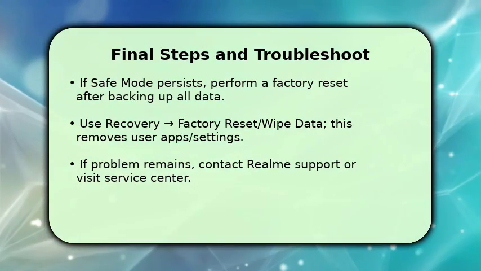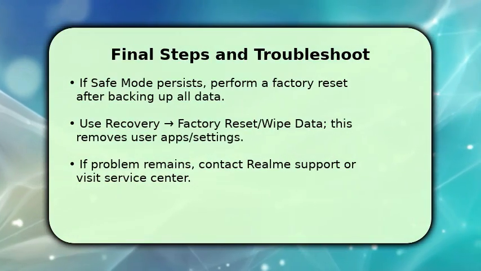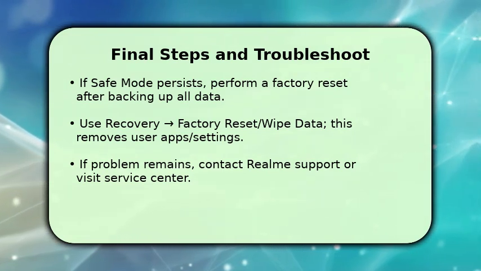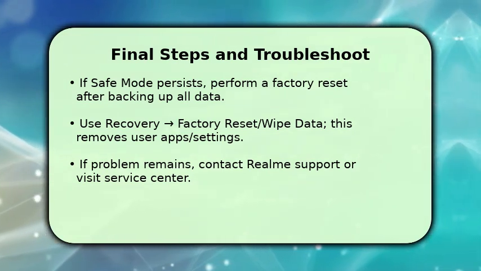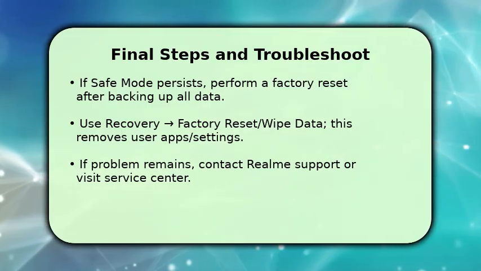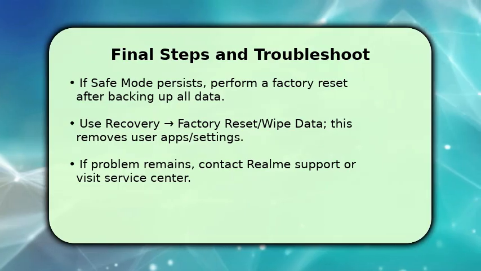Back up everything and perform a factory reset from settings or recovery. This step removes user data and often fixes persistent software faults. After reset, set up the phone without reinstalling all apps immediately. Install one app at a time to detect the culprit.